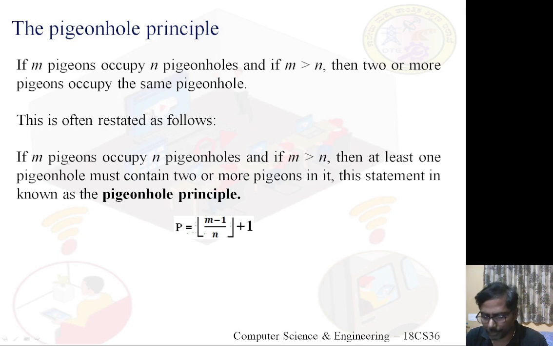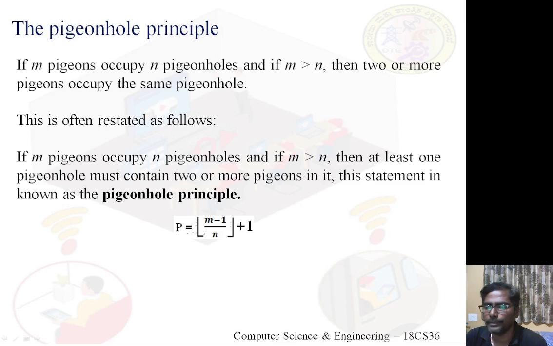So in general, in this principle, there's one formula. Let me tell you that formula, as you can see on the slide. P equals floor function of (m minus 1) by n, plus 1. Here, m is the number of pigeons, n is the number of pigeonholes. And what this formula means, when the number of pigeons is greater than the number of pigeonholes, then in any one of the pigeonholes, what is the minimum number of pigeons that will reside?